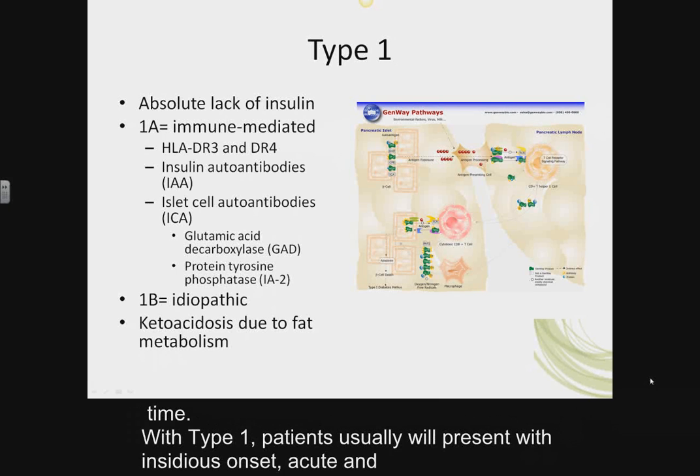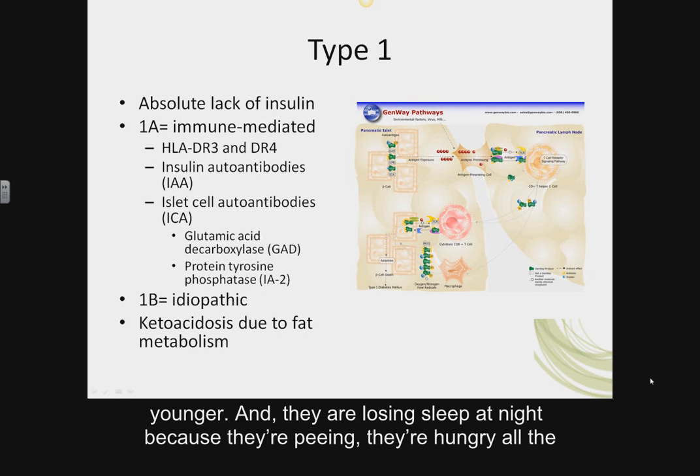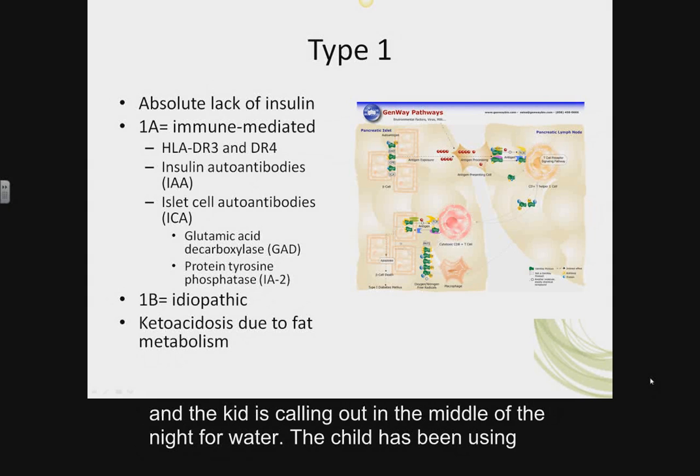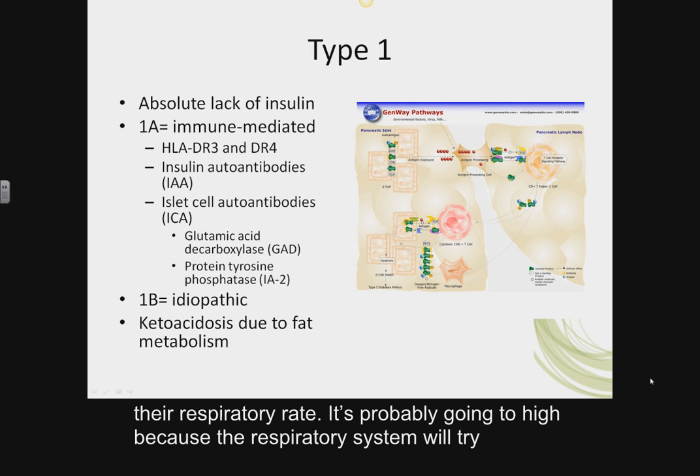Now, in type 1 DM, we need to be very, very careful with the ketoacidosis. This can be very profound in an acute amount of time. With type 1, patients usually present with an acute and strong onset. The patient is being brought in by their parents, usually because they're younger, and they're losing sleep at night because they're urinating, they're hungry all the time, and they want water all the time. The kid is complaining about being hungry, and the kid is calling out in the middle of the night for water.